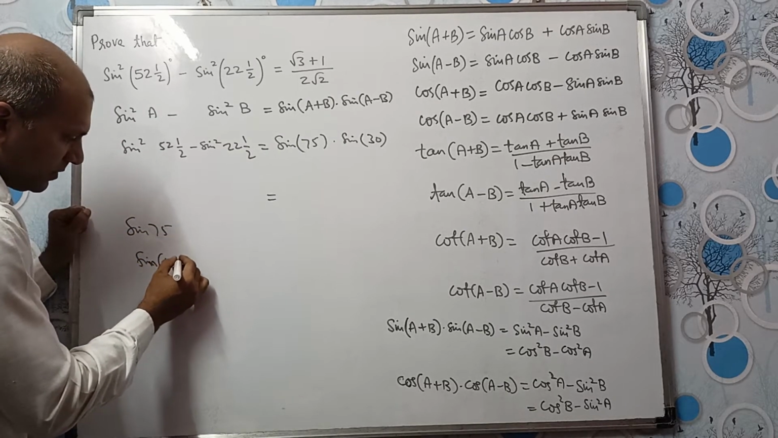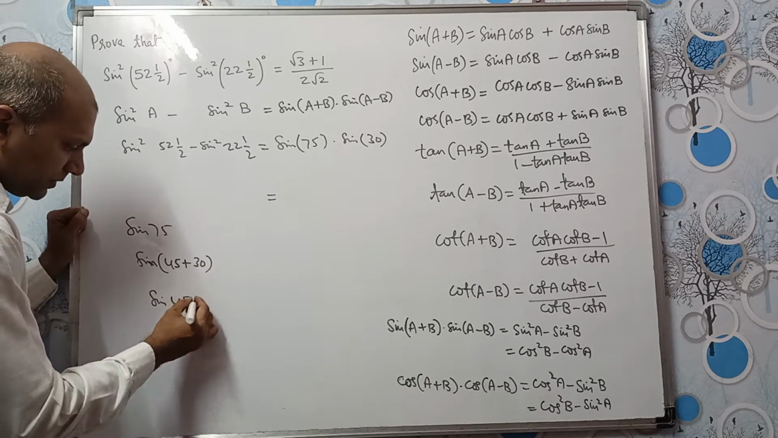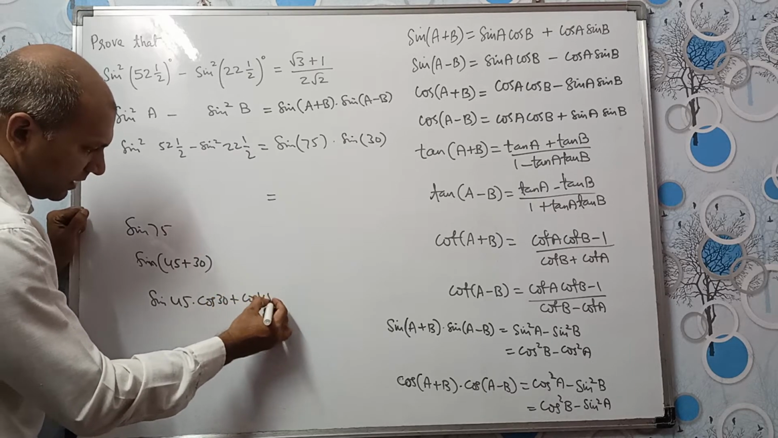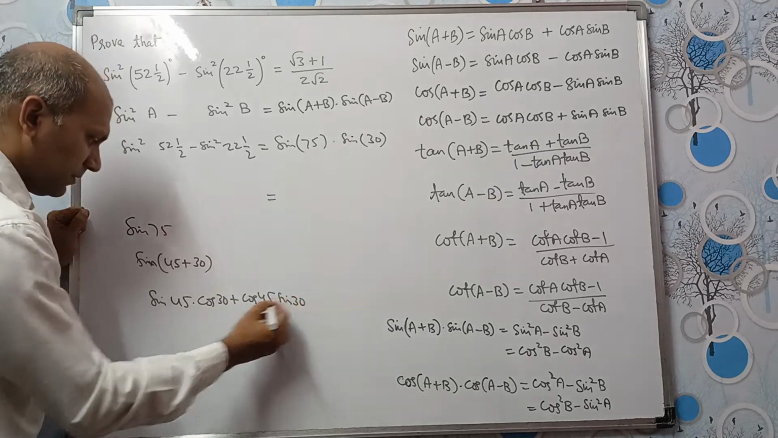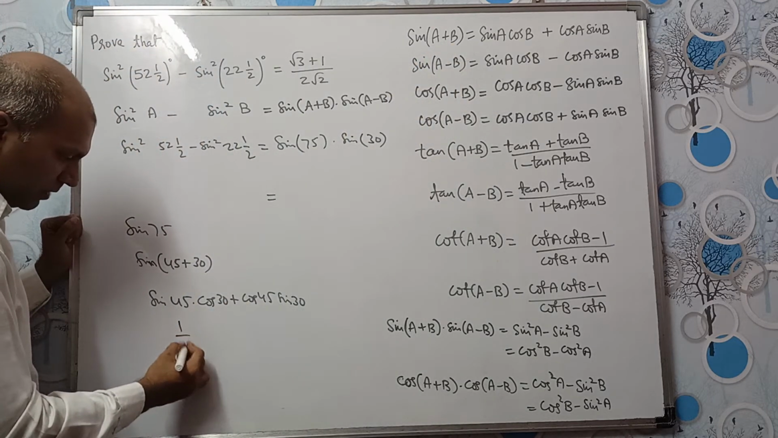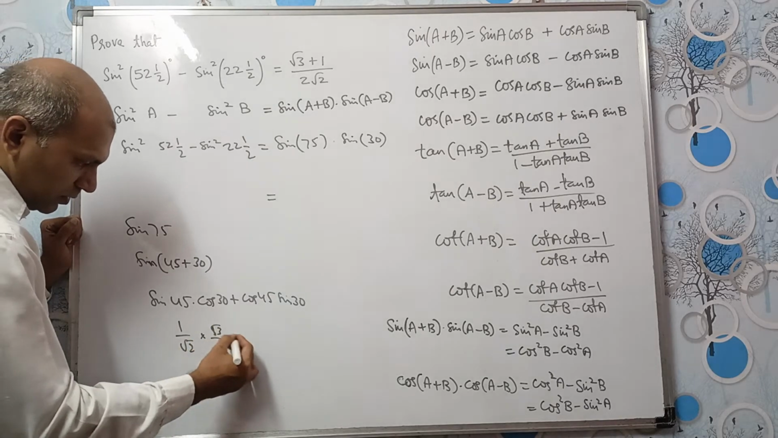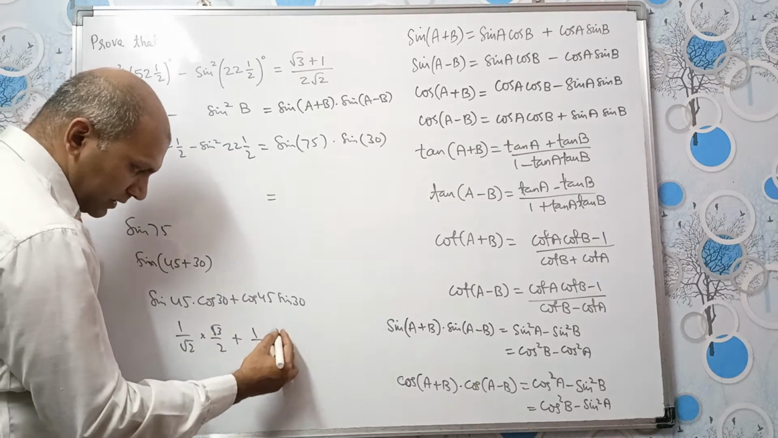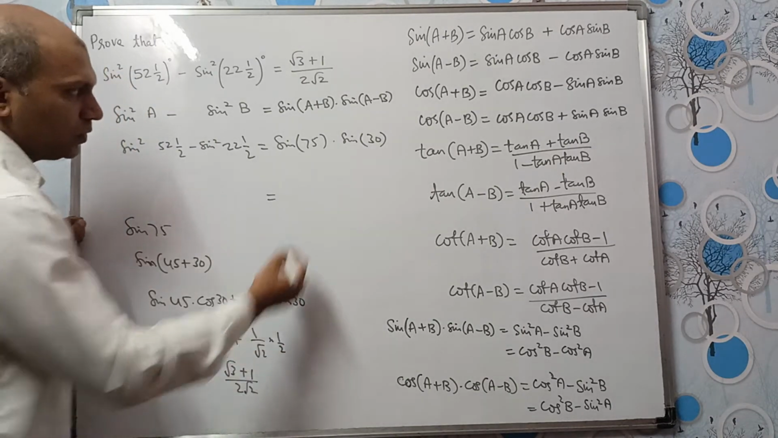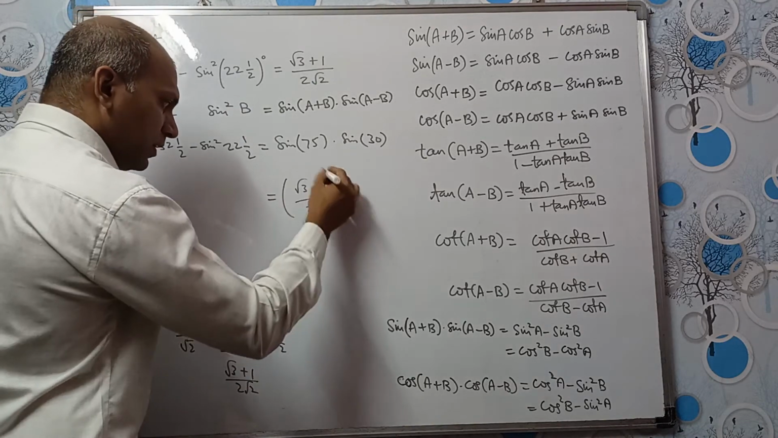Sin 45 plus 30 degrees, right? A plus B: sin 45 cos 30 plus cos 45 sin 30, the sin A plus B expansion. So this is 1 by root 2, this is root 3 by 2, plus 1 by root 2, and this is 1 by 2. So we'll have root 3 plus 1 by 2 root 2. So this is how much? Root 3 plus 1 by 2 root 2.